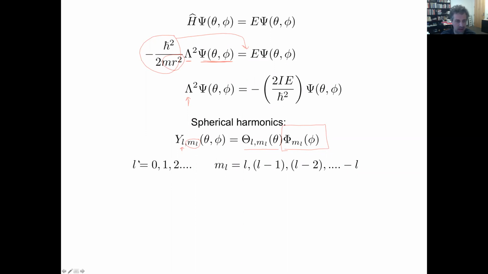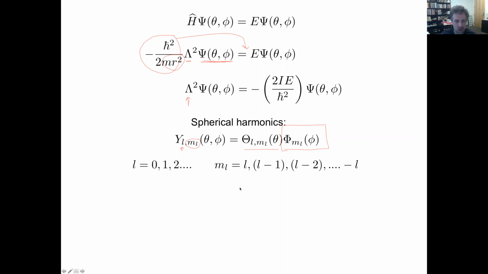The quantum number L is called the angular momentum quantum number, and the ML is actually the angular momentum projection quantum number along the z-axis. We'll see what that ML actually means in a moment.